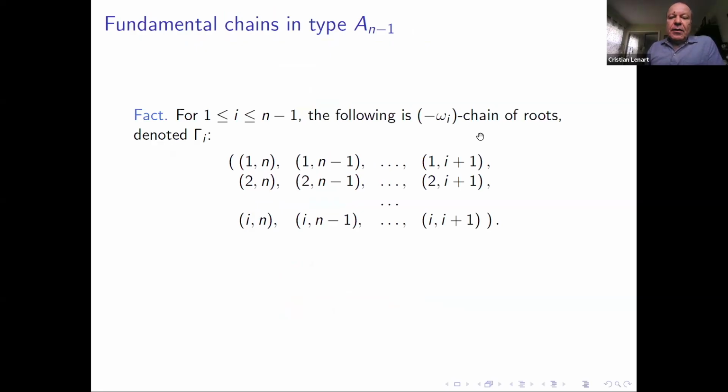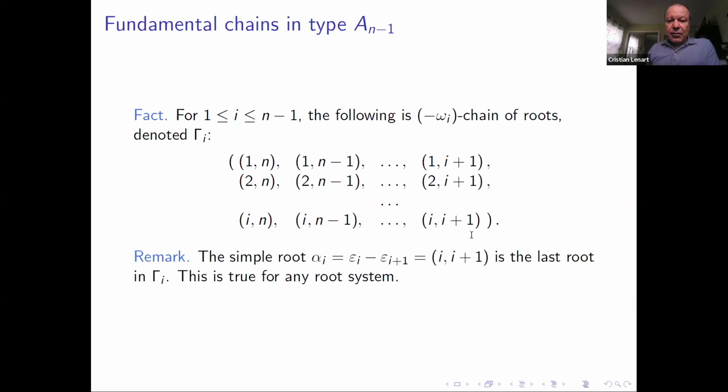Very important for this talk will be chains of roots for the negatives of the fundamental weights. In type A, such a chain is given by this matrix, read from left to right and top to bottom. Here ij are the roots epsilon i minus epsilon j, and you notice that the last root is always the simple root alpha i, epsilon i minus epsilon i plus 1. That's true for any root system.